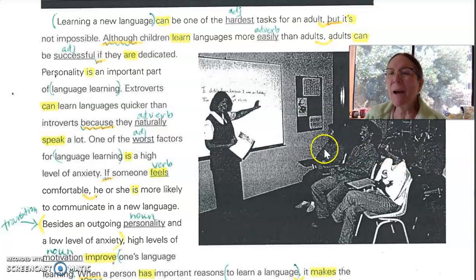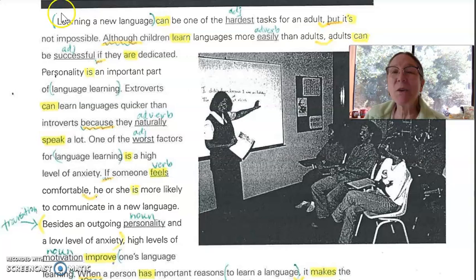After you know your reading rate for the day, let's look at this paragraph. We're especially looking at how the sentences are joined and what forms of speech the underlined words take. So this very first sentence, we're evaluating it for whether or not it's a good topic sentence. Learning a new language can be one of the hardest tasks for an adult, but it's not impossible.